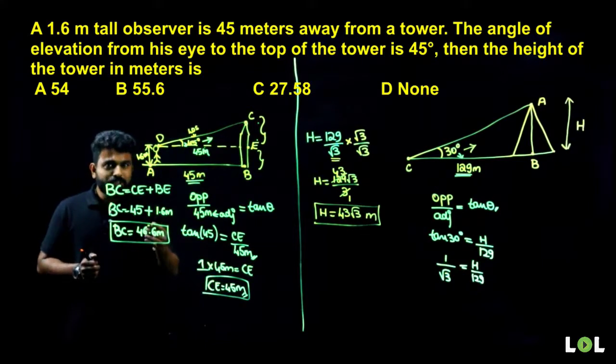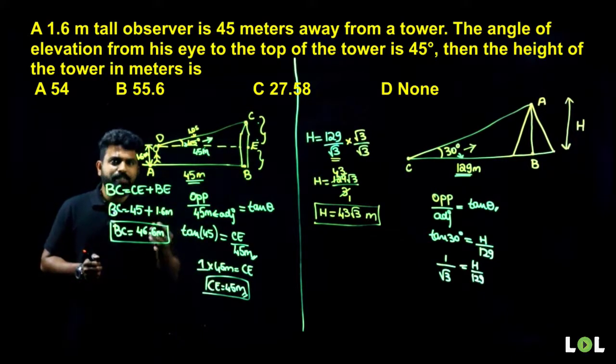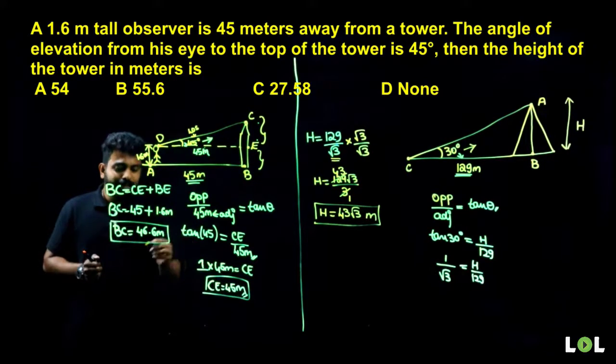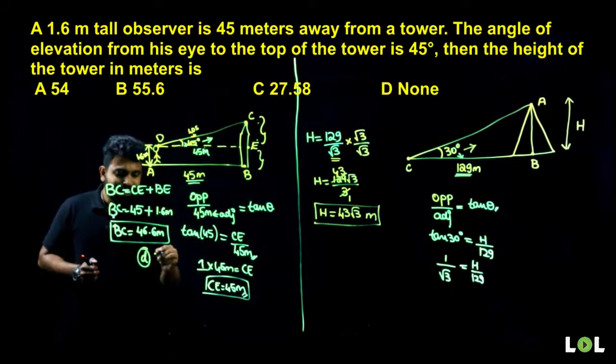So do we have this in our options there? What is my first option? The first option is 55.6 meters. So we don't have this 46.6 meters in our options. So which will be my right answer? Right answer will be option D, that is none.